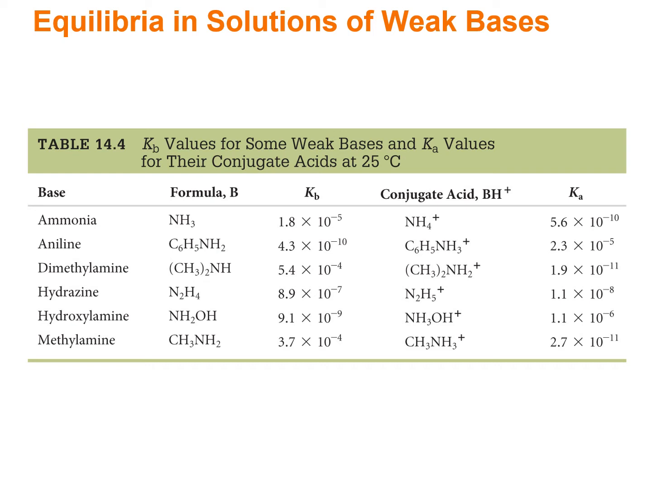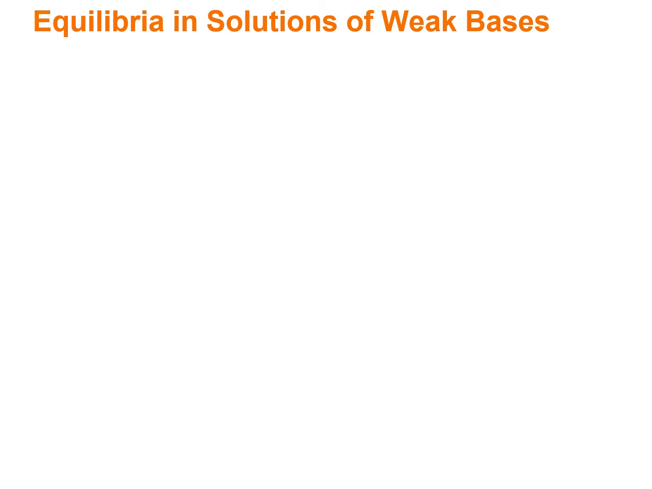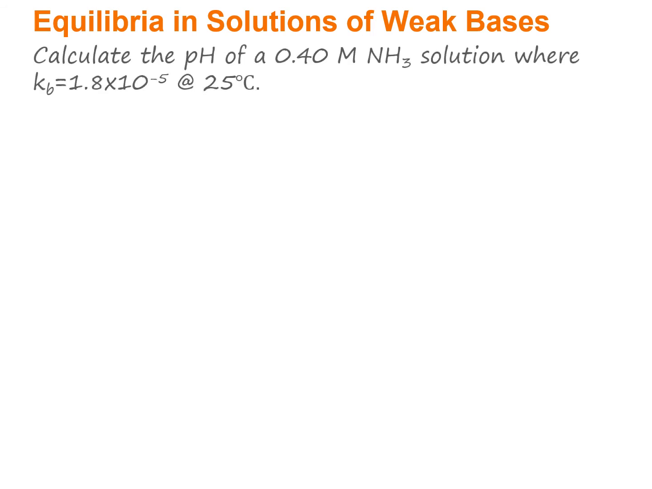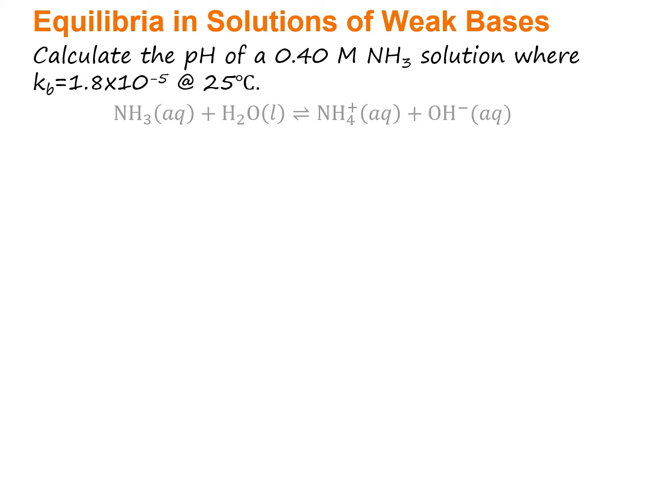So we want to tackle how we calculate the pH and the equilibrium concentrations of a solution that has a weak base present. So what we're going to look at is a solution of 0.4 molar ammonia, which has a 1.8 times 10 to the minus 5 base dissociation constant at 25 degrees Celsius, and it specifically asks us to calculate the pH. So we want to first set up our equation, and so it's just ammonia reacting with water to form NH4+, that ammonium ion, and the hydroxide ion as well.